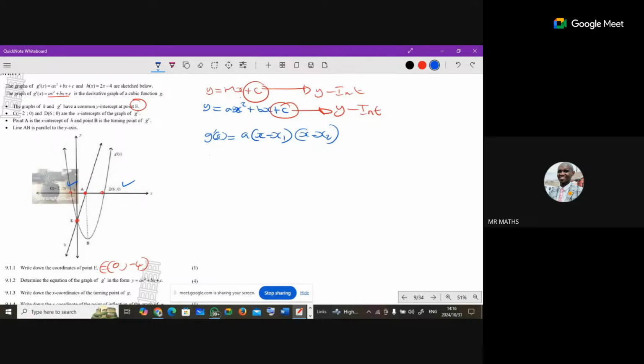Then we substitute with what we know. That means g prime of x is equal to a into x minus x1, which happens to be -2, so x plus 2, into x minus x2, which happens to be 6. Then you look for a point on the graph. A point that we can use is point E, which is 0 and -4. You substitute with that point: -4 is equal to a into 0 plus 2 into 0 minus 6.